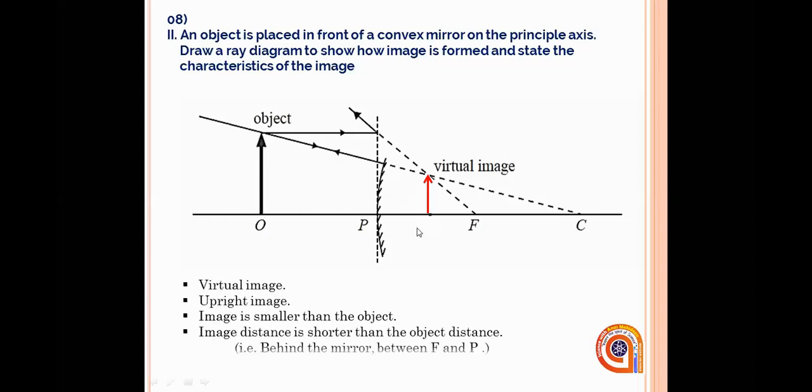What are the characteristics? Virtual image, upright image, image is smaller than the object, image distance is shorter than the object distance. Behind the mirror, between P and F, the image will be formed. So these are the characteristics of the image formed. Let's go to the next one.